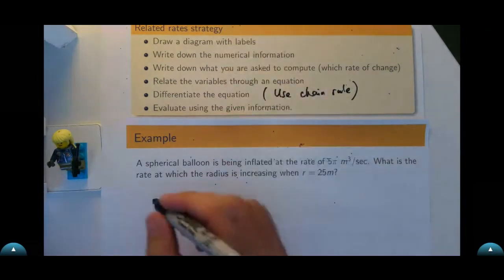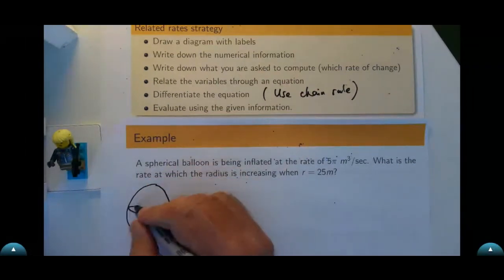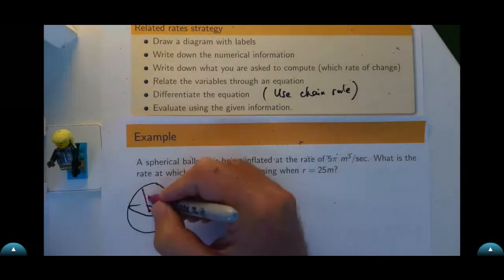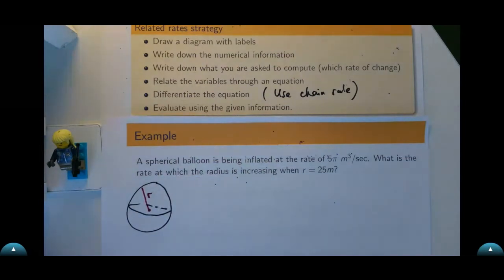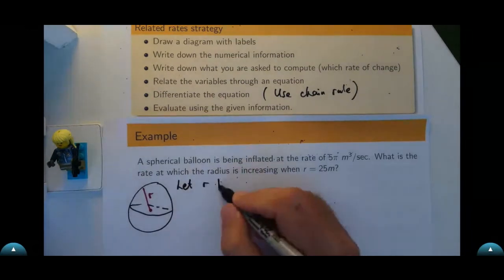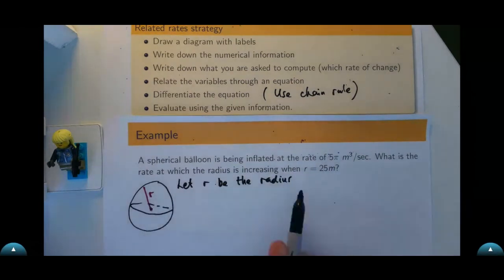Okay, so draw a diagram, all right? Let's do that. So this is going to be my badly drawn balloon. Okay, looks more like an egg than a balloon, but anyway, we'll assume it's a sphere. And we'll let the radius be r. And I'm going to introduce some notation. r is going to depend on time.